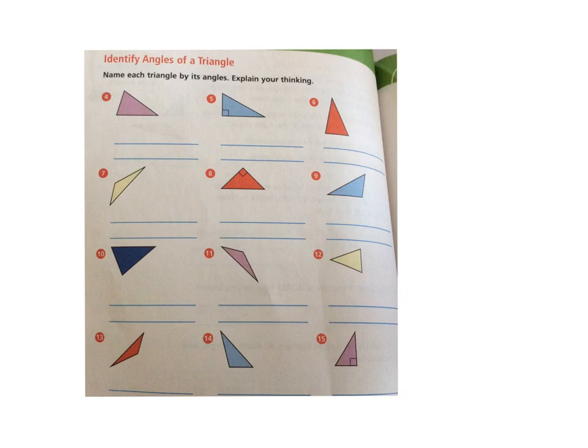On page 408, the directions say to name each triangle by its angles and explain your thinking. I want you to do all even numbers on this page except for 16, and I want you to just label each triangle with either right angle, acute angle, or obtuse angle. Then take a picture and upload your homework page to Schoology in the math folder.